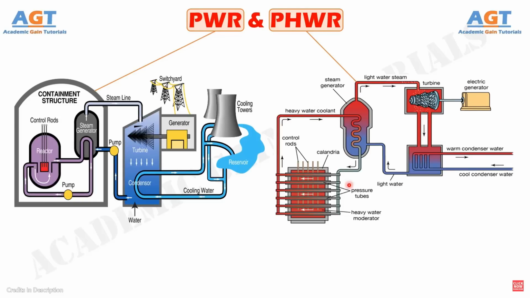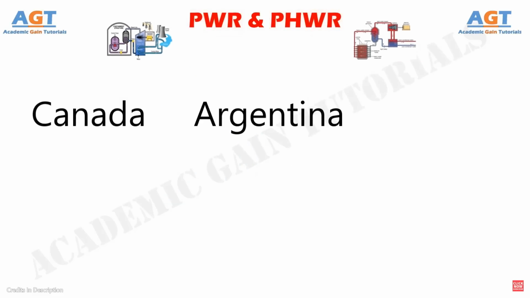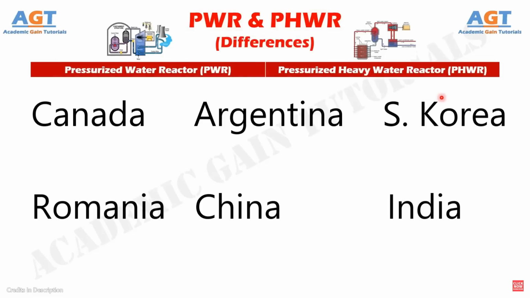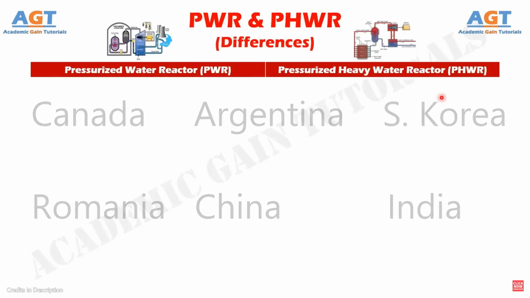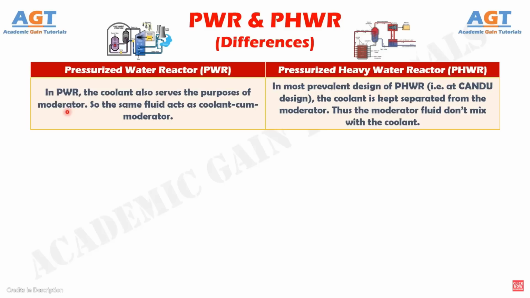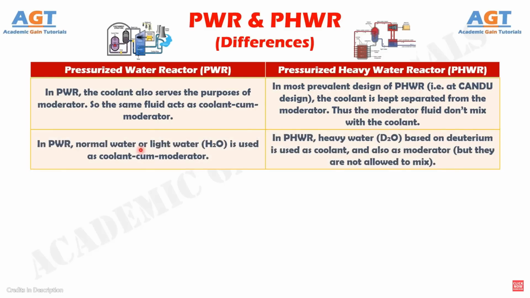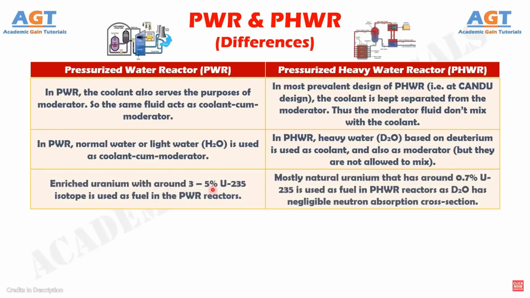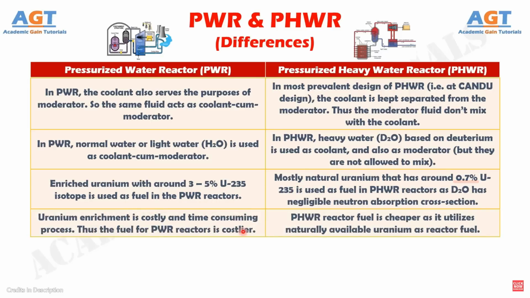CANDU reactors have the ability to be refueled while operating, unlike light water reactors which need to be shut down for refueling. CANDU reactors are in use in several countries, including Canada, Argentina, South Korea, Romania, China, and India. The benefit to using heavy water is that since deuterium is a better neutron moderator than protium, it can sustain a chain reaction with a lower concentration of uranium-235 in the fuel. This type of reactor can in fact use natural uranium as fuel, instead of enriched uranium, making the purchasing of fuel much less expensive.